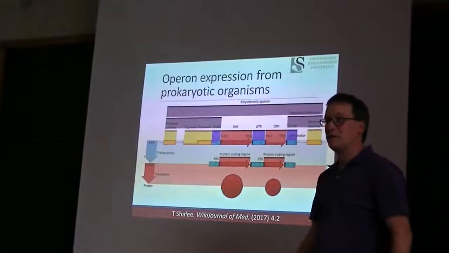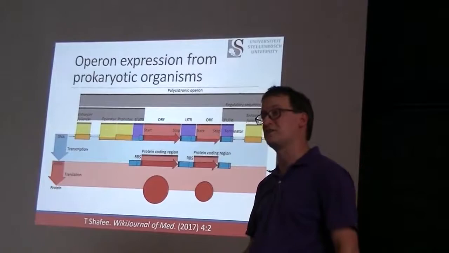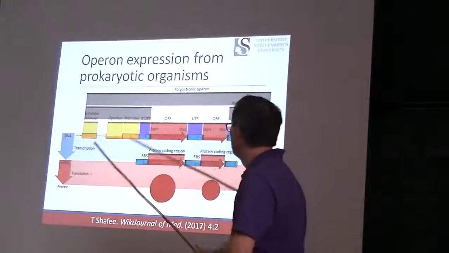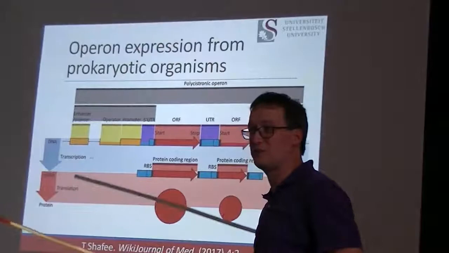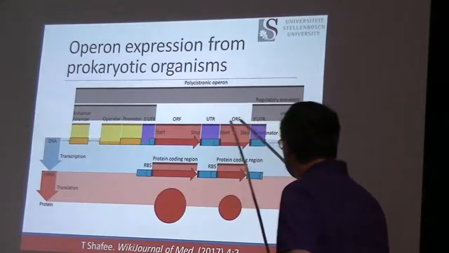So, polycistronic transcripts. This is a prokaryotic trick, so something you might see with M. smegmatis or something with M. tuberculosis. We have enhancers and operators and promoters. I'm not going to really dwell on what those do, but these are responsible for the pre-transcriptional regulation of this gene. We have our untranslated regions, but I want you to note that we have two different ORFs here.